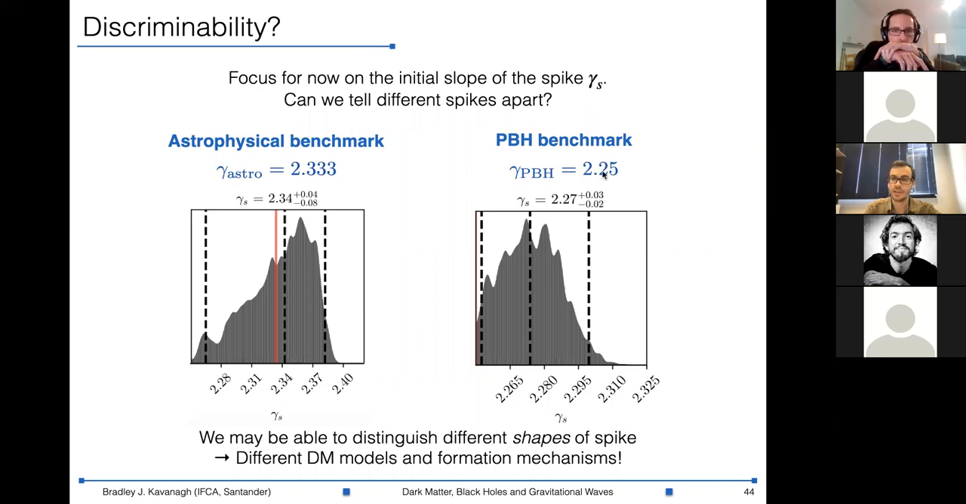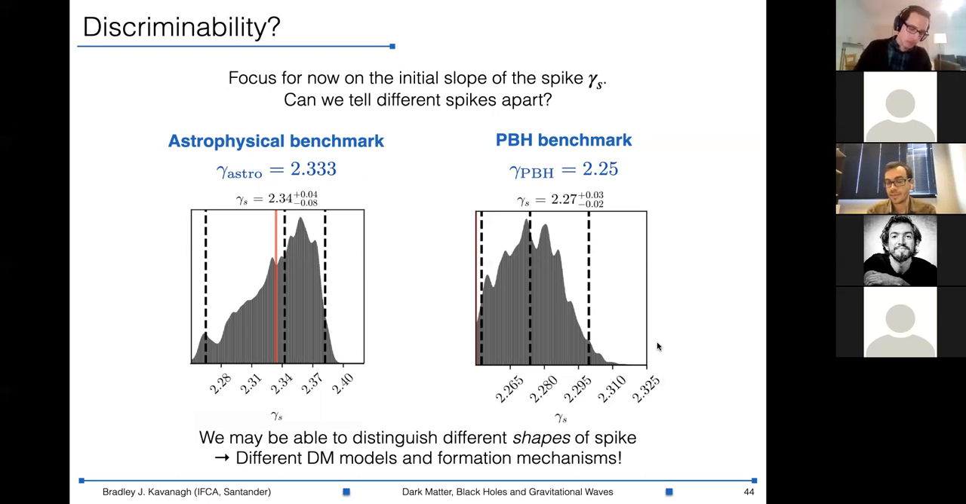So this 2.25 lies all the way over here. My astrophysical system looks nothing like my primordial origin system. And this 2.333 is all the way over here, and so vice versa. This is something we didn't know at the start: not only can you hopefully distinguish these systems from any kind of vacuum system, but you should also be able to distinguish them from each other. And in this case, that means you should be able to say something about the origin of the dark matter spike and how it formed.